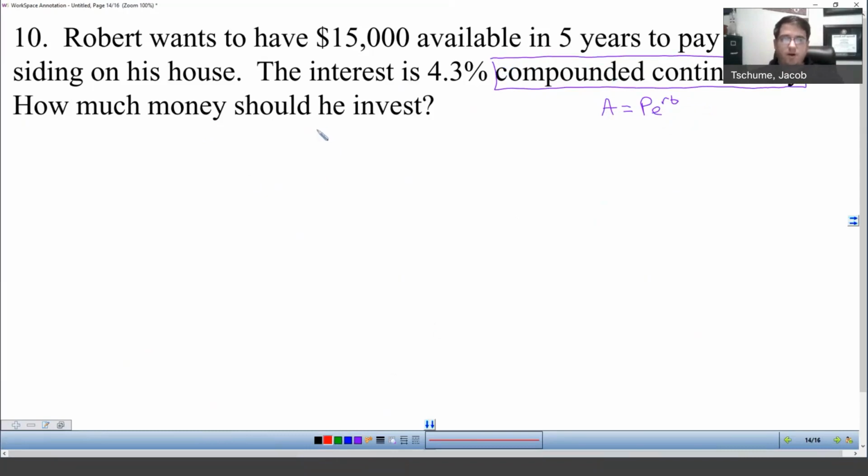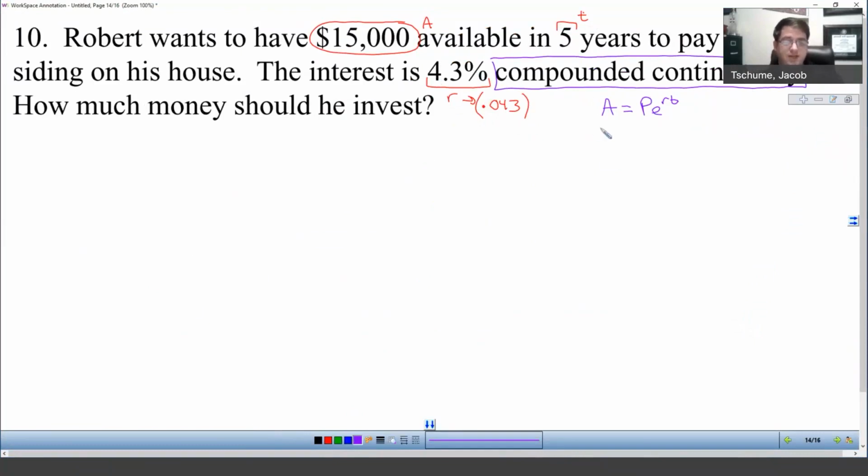So now on all the problems up here, let's be careful about what everything represents. It says Robert wants to have $15,000 available in 5 years. So this 15,000 is not your P. This is actually your A value. That's the final number he needs. The 5 years is going to be your t. All right, and we still need our r value. So the 4.3% is your interest rate. But remember, you have to move your decimal to the left twice. So we're going to use 0.043 in this problem.